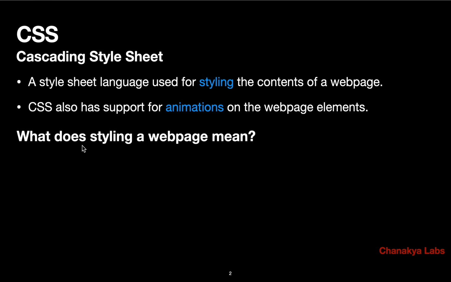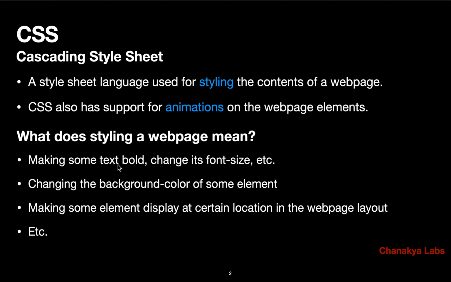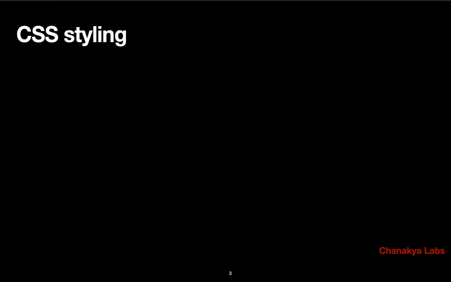Okay, so what does styling a web page mean? Just now I said that it can mean something like I can change the color of a text, I can make it bold, I can change its size, I can change some background color of some element, I can show a particular element at some particular location, and that positioning I can do from the CSS. So these things generally come inside CSS, and a lot more things also. We'll look at most of them as we go in the further videos.